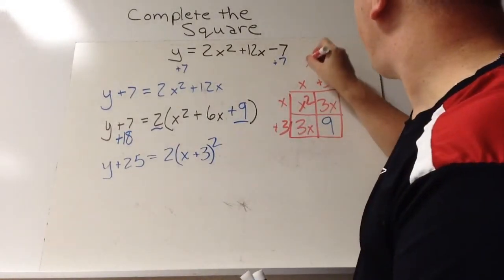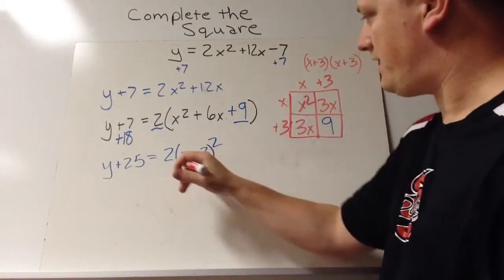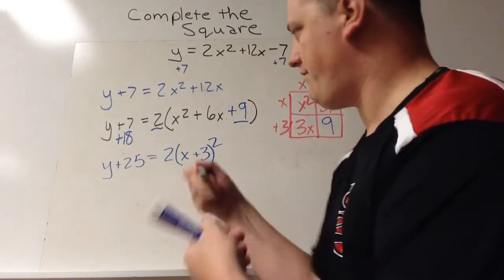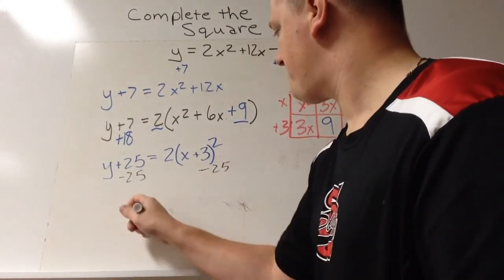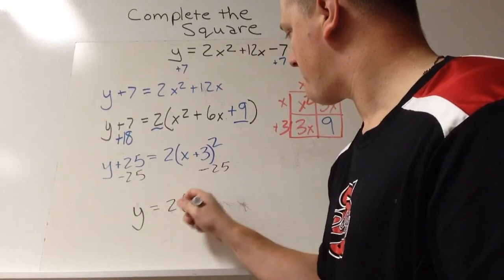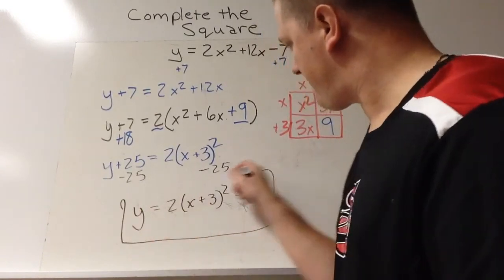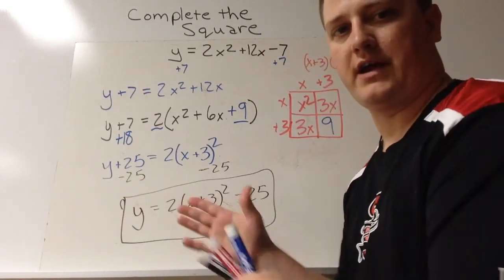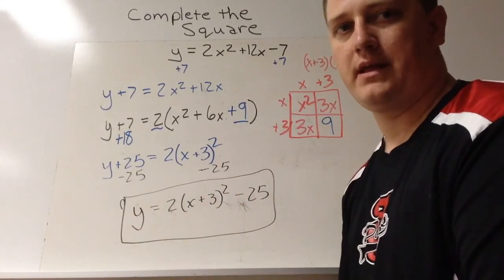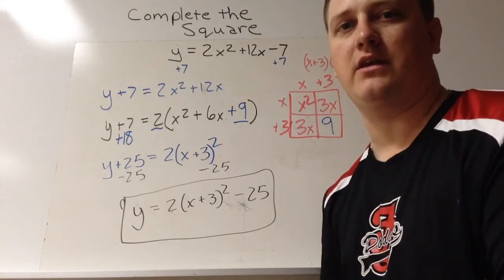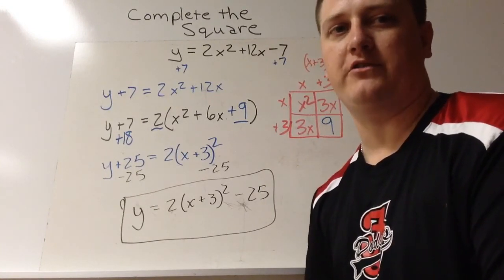We get that from x plus 3 times x plus 3 over here. Okay, so that's x plus 3 squared. Now just move our 25. And again, we have vertex form, so we could identify the vertex or put 0 in for y and find the roots. This has been completing the square. If there's any part of this that you didn't understand or you need to watch again, make sure you pause, rewind, and rewatch, and bring any questions to class. Thank you.